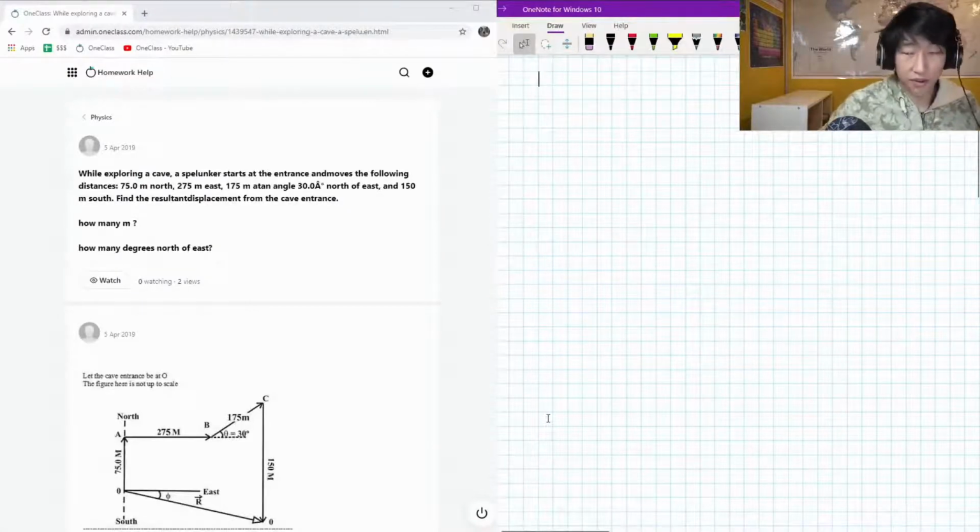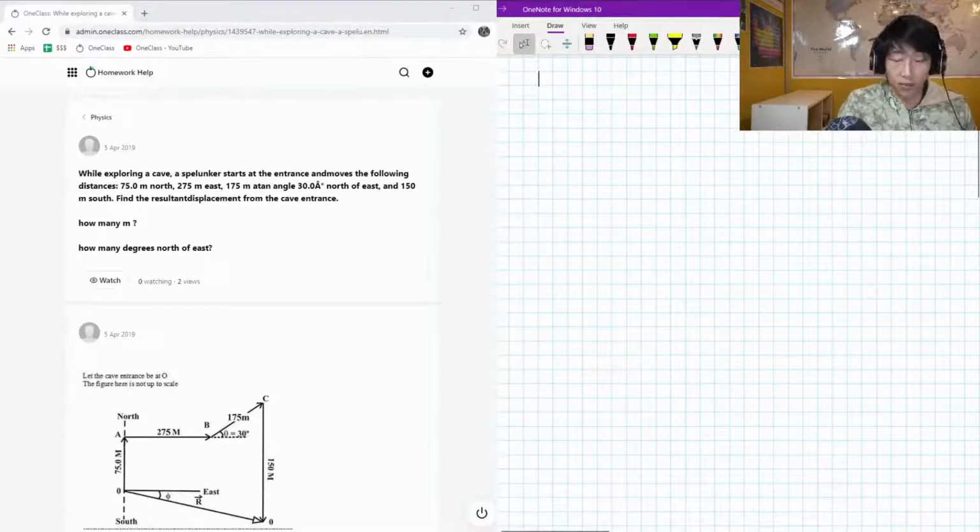Okay, so here we have the next question on the menu today. It is presenting the following situation. We are exploring a cave, a spelunker. I guess that's like not... it's a cave explorer. A spelunker starts at the entrance and moves the following distances.